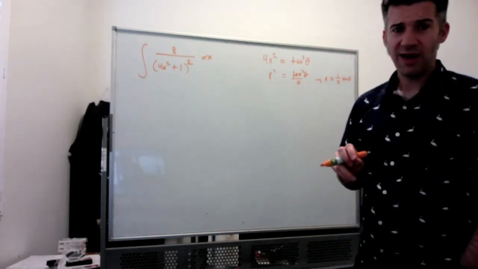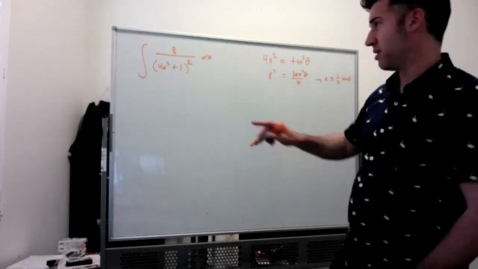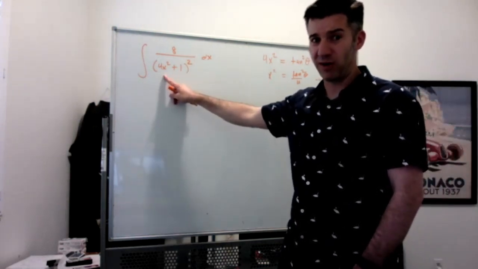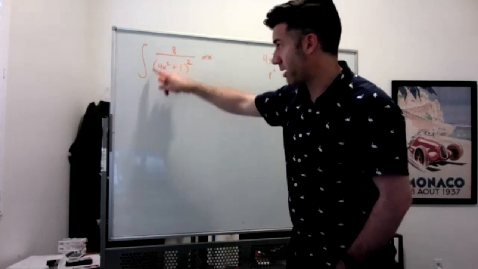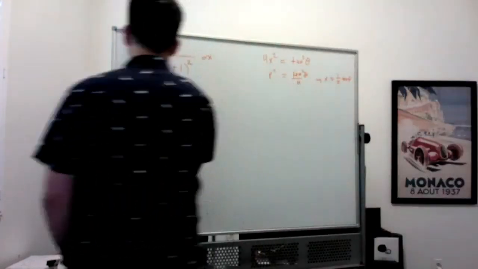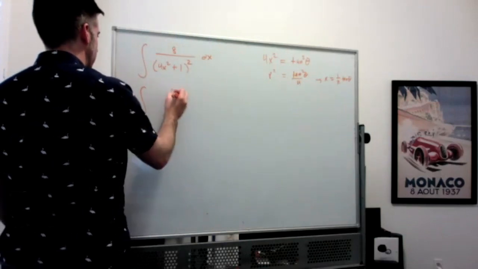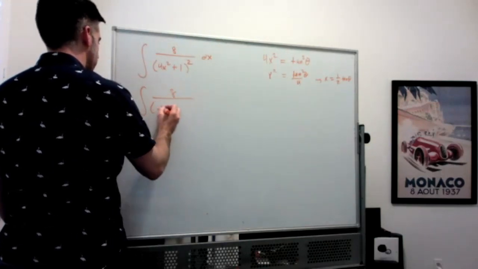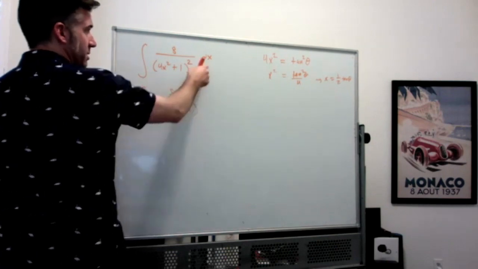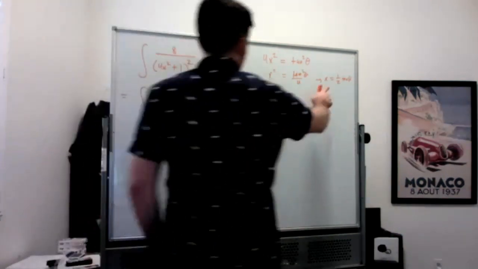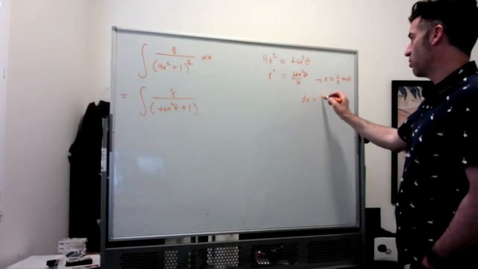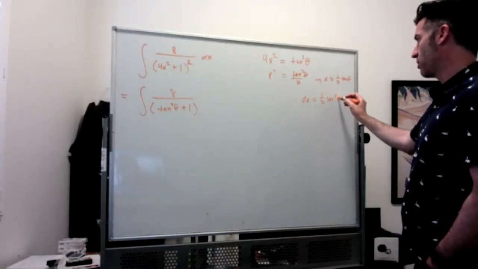Now here's the thing. I don't need to be all smart about it and plug in x equal to 1/2 tangent of theta. That seems like more work. I know that 4x squared is what I chose to equal tangent squared. So when I start writing this out, this is 8 over tangent squared theta plus 1. And dx, well, x is 1/2 tangent theta, so dx is 1/2 secant squared theta d theta.